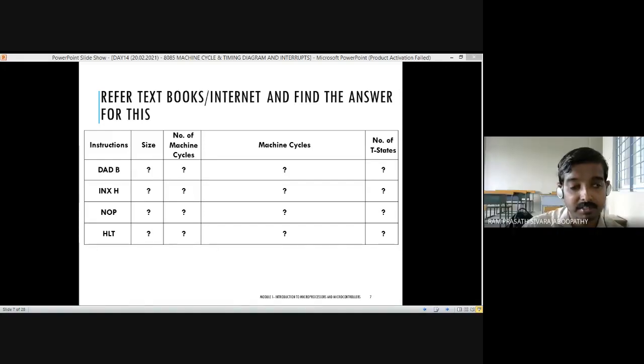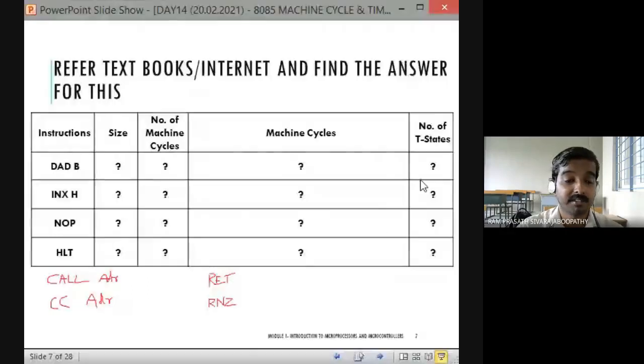Wait, Sajish sir. I will write this and then do that. Return if no zero. Now it may not be visible to you. I hope now it is visible. Yes? Is it visible now? Okay, fine. Note down these instructions also. Call address. This is an unconditional call. Then return from an address. It is an unconditional return.